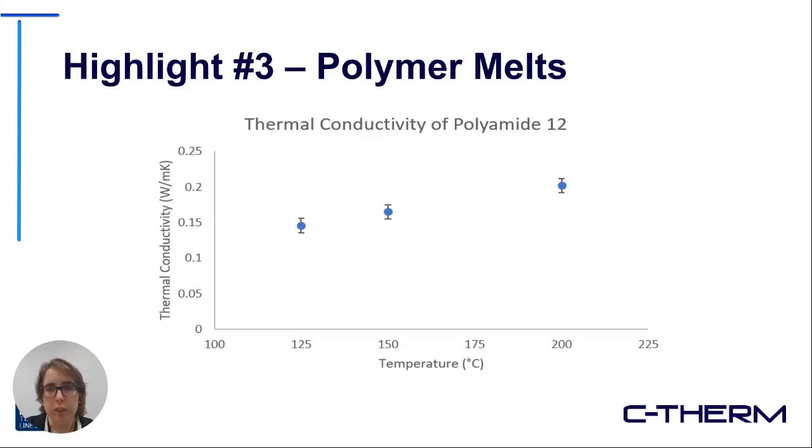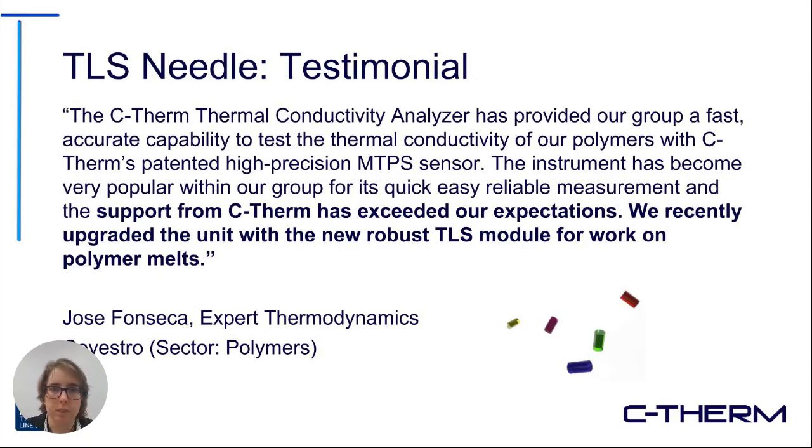So what you can do in this case is take a look at the thermal conductivity of a polyamide 12 material as a function of temperature. And what we do is put the sample into a sample holder and insert the needle in, then melt the sample around the needle, and we just take the measurements and get the thermal conductivity data.